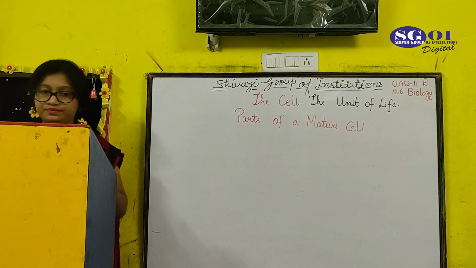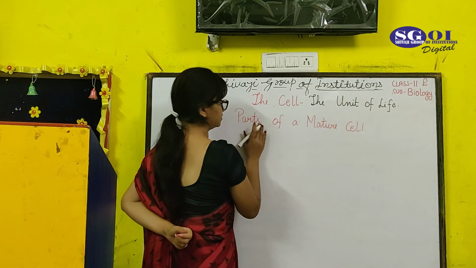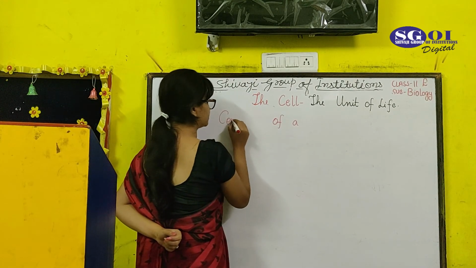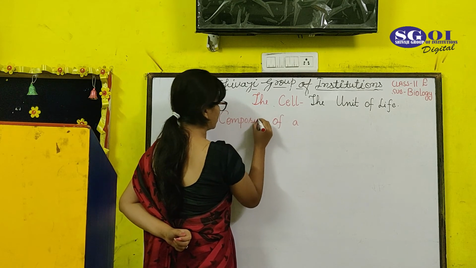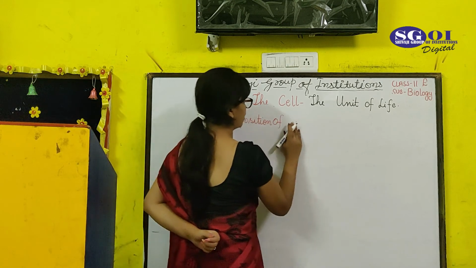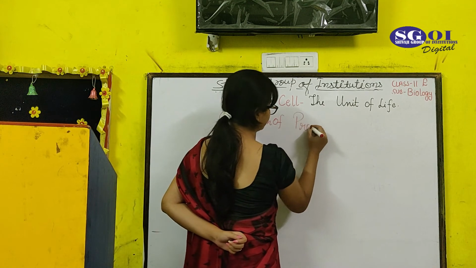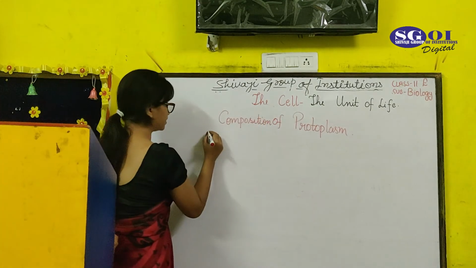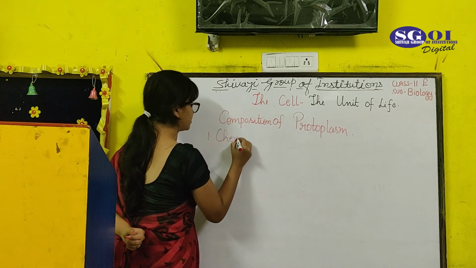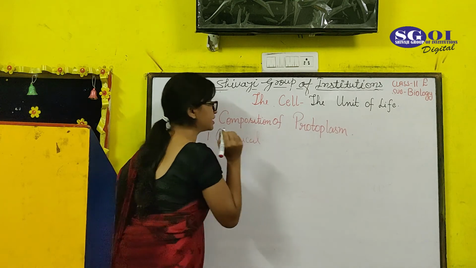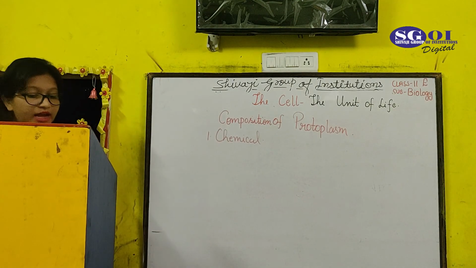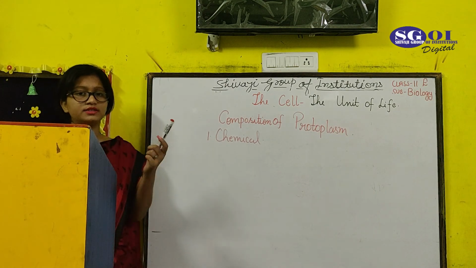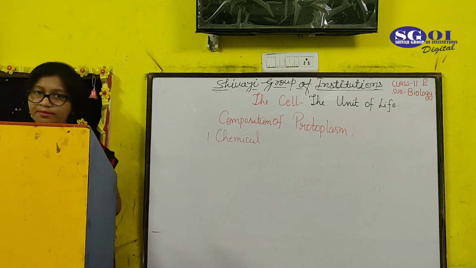First thing, composition. We are discussing protoplasm, so the composition of protoplasm. In its composition, the first thing is chemical substances, different chemicals like calcium, potassium, magnesium, iron, anions, cations. These all compose the chemical part of the protoplasm.